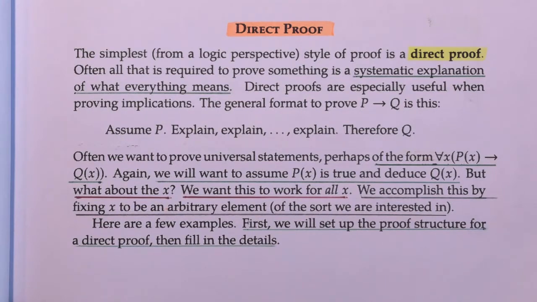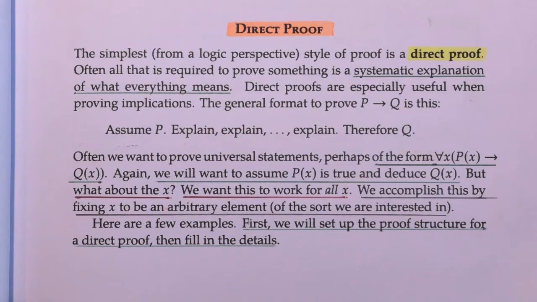The general format to prove if P then Q is, you assume P. Explain, explain, explain, explain, and therefore, if all those explanations and the assumption are true, Q follows. Often we want to prove universal statements, perhaps of the form, for all x, if Px then Qx. Again, we will want to assume Px is true, and from that assumption, through various discussion points, deduce that Qx will be true.